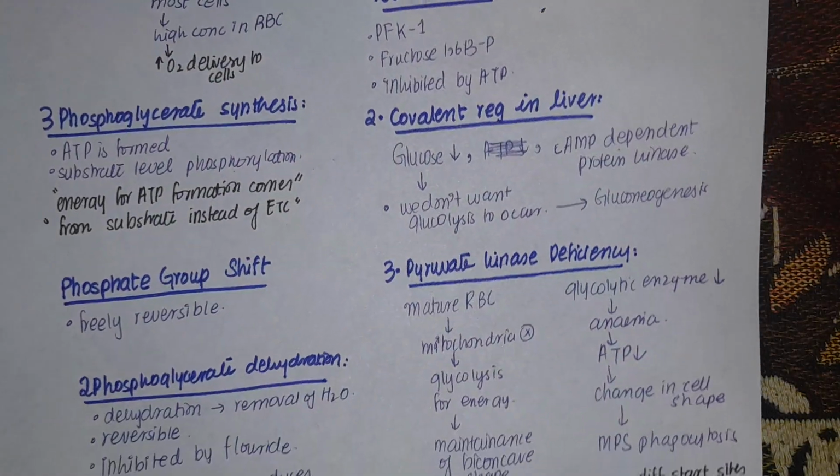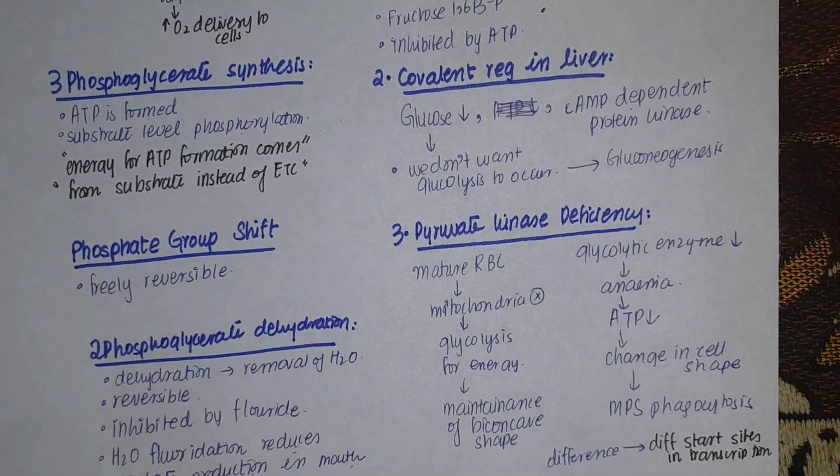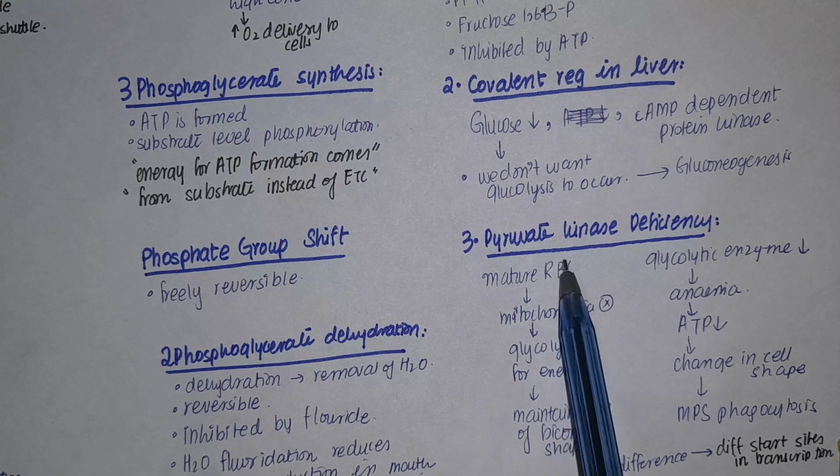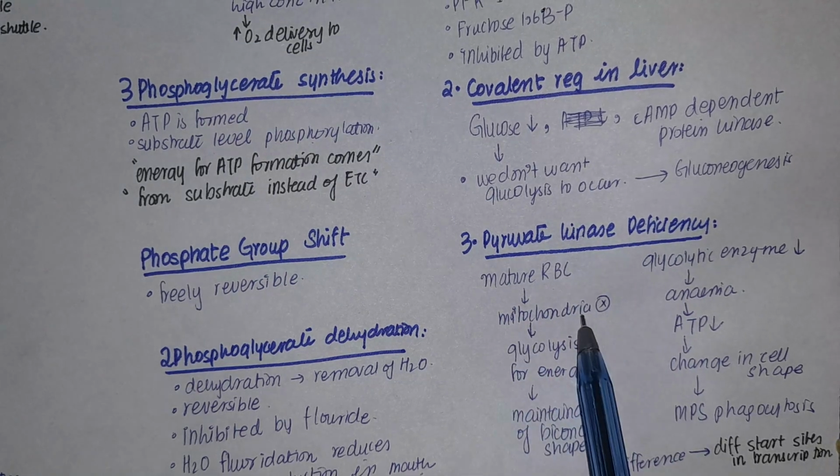Now, pyruvate kinase deficiency is very important because red blood cells, the mature red blood cells, do not have any kind of mitochondria.